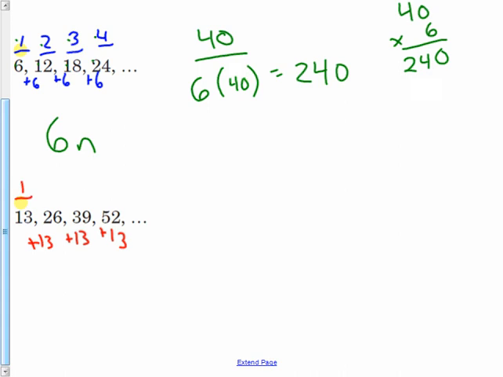So if I call this term 1, this term 2, this term 3, this term 4, I'll see it again. 1 times 13 is 13. 2 times 13 is 26. 3 times 13 is 39. And 4 times 13 is 52. So this time, my algebra expression is 13 times the term number. So if I want to know what's the 40th term in the pattern, I'm going to do 13 times 40.